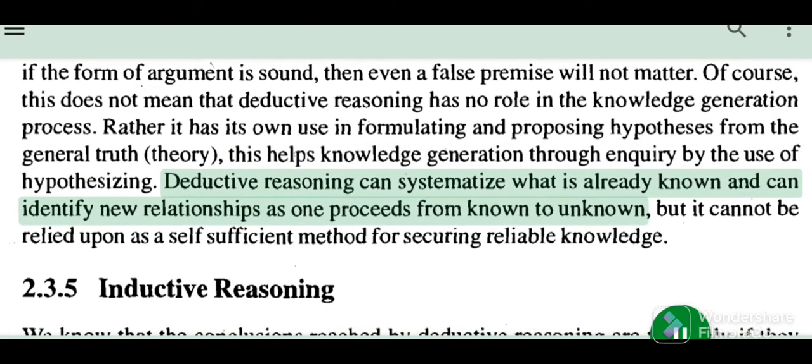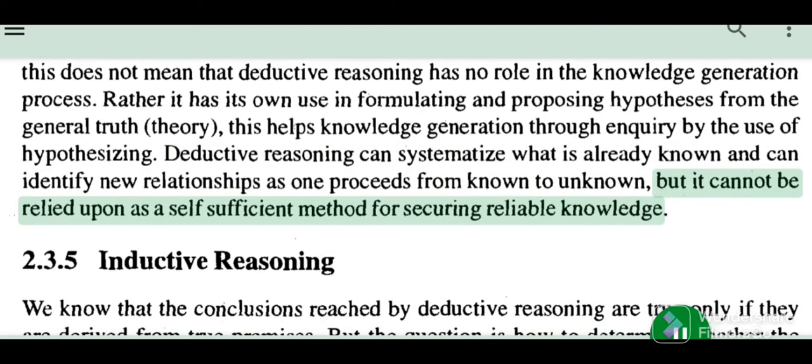Deductive reasoning can systematize what is already known and can identify new relationships as one proceeds from known to unknown, but it cannot be relied upon as a self-sufficient method for securing reliable knowledge.